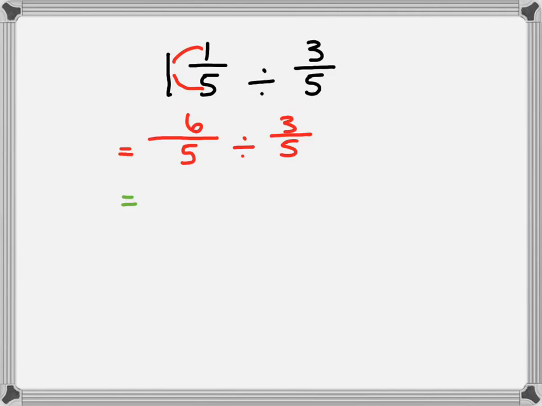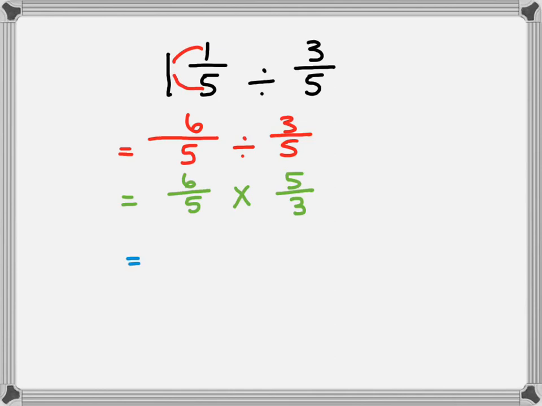So the first step is you write the first fraction as it stands. You write the second fraction upside down or inverted, so 5 over 3. And you take your divide and you make it into a times. Now we're back into cancellation stage.